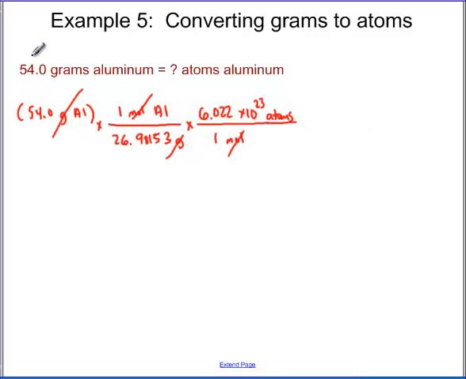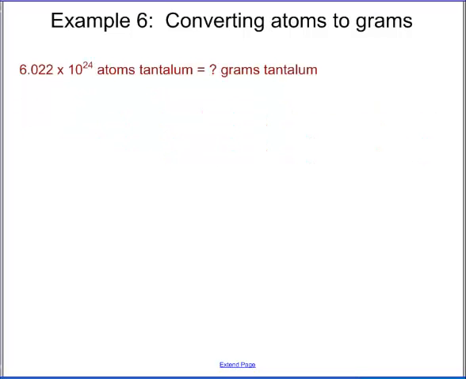And the answer on my calculator, I need to round to 3 significant figures. And so I get an answer of 1.21 times 10 to the 24th atoms of aluminum. This is a two-step conversion. I'm going grams to moles, moles to atoms. The mole is the central concept. We'll do one more example where I'm converting atoms into grams, which is the opposite of the problem that I just did.